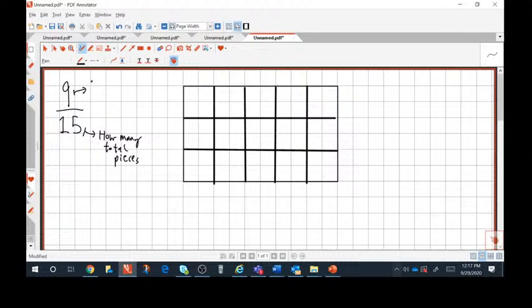And 9 represents the total, the pieces we have left. That's the pieces we have. So we're going to color in 9 of them.